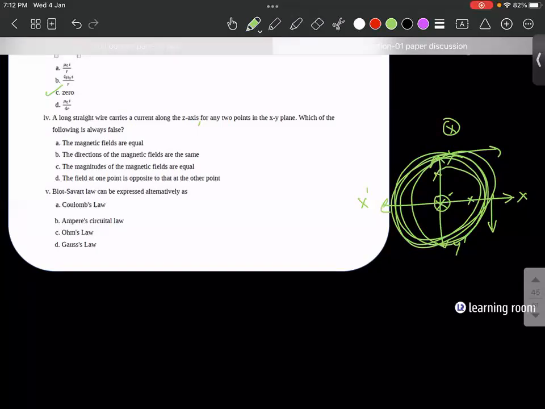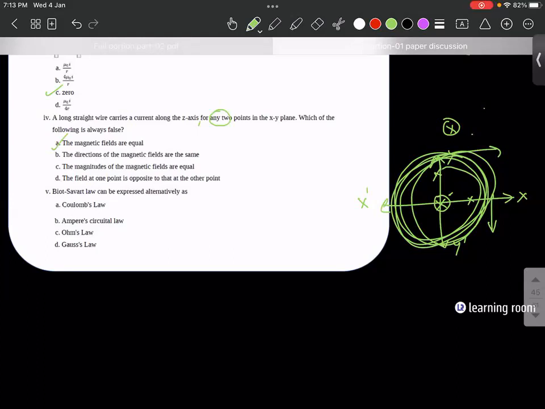Or you can say that the field lines are in the clockwise direction. You see, actually, according to me, every option seems to be wrong only because magnetic fields are equal, not possible. That depends on what point you are considering. For any 2 points is what they have told, right? Magnetic fields are equal, not possible. If I take 2 different points, then when the perpendicular distance is going to change, the magnetic field will not be the same. So that is false according to me.